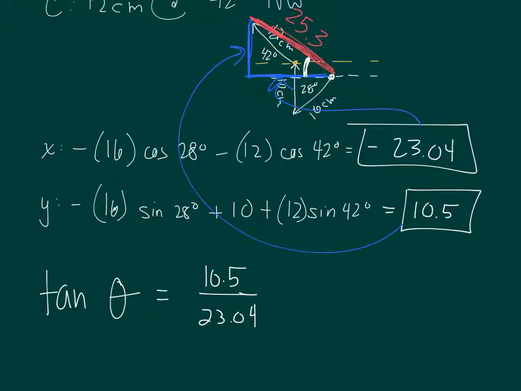How do I get theta, though? How do I get rid of tangent? What function do I use to get rid of tangent, Tom? It would be equals tangent to the negative 1. Inverse tangent. Good. And that's the word we want to use. She's right.